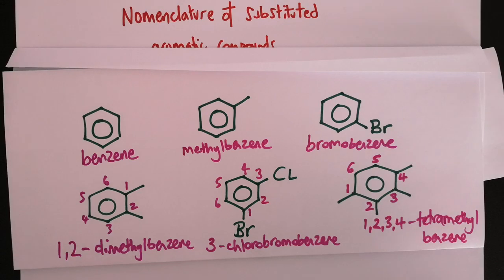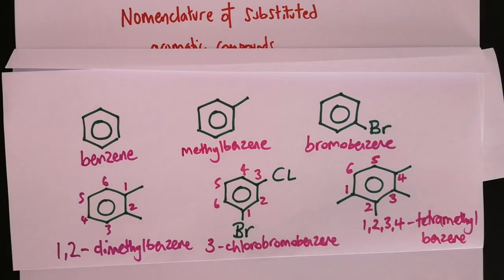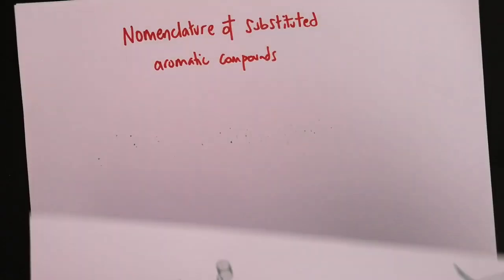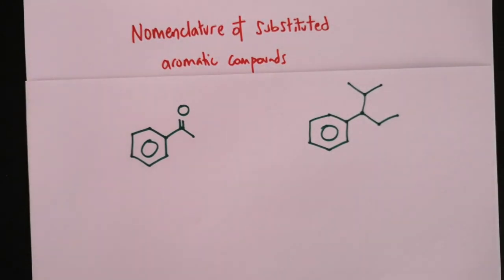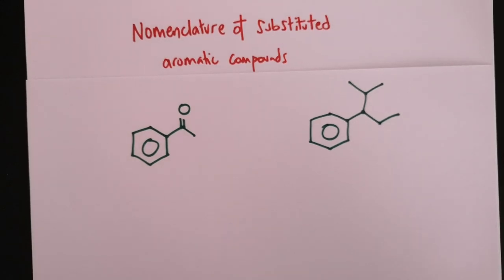Okay. Now there are a few more difficult ones than this as well. So I'm going to highlight a couple of specific examples of more difficult structures that you may have to name and try and go through it. And then you can research it in your own time. So here are 2 more complicated ones to name. Now in both of these cases, we don't actually end the name with benzene.